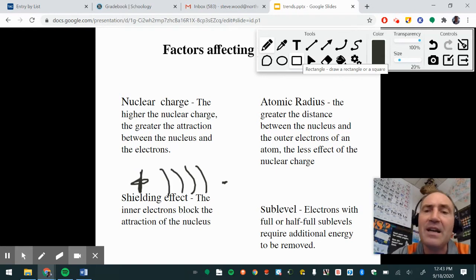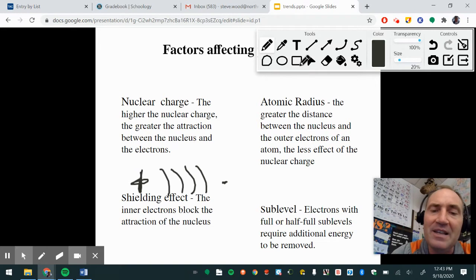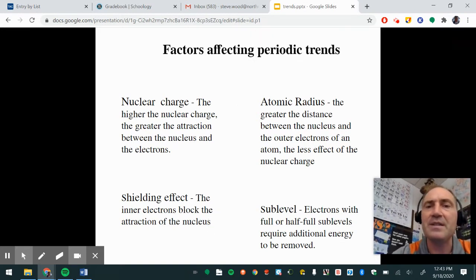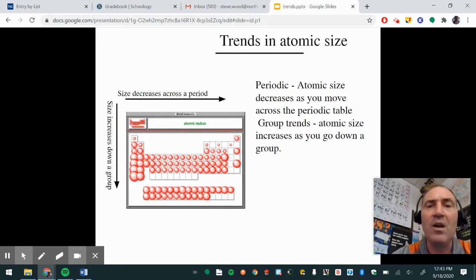Likewise, atomic radius is along the same lines as shielding. If the distance is greater, there's also less attraction, so you can use that a lot of times. And then we hinted at this the other day, but sublevel: having full or partially full sublevels requires extra energy when you're trying to lose electrons, if it's already full. These are the main factors when we ask why something does the things it does. When we explain the trends, you have to use these things. Usually nuclear charge and shielding are used a lot, and these others are used sometimes. We're going to look at specifics and at AP type questions and go from there. The very first trend is the trend in atomic size, or atomic radii.